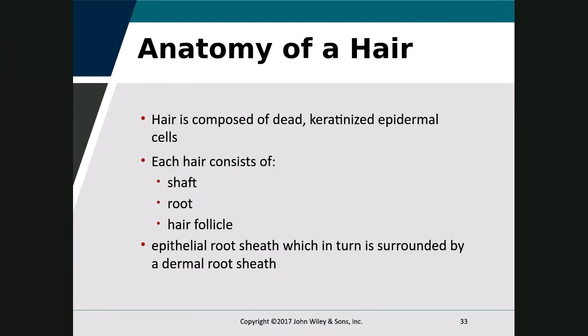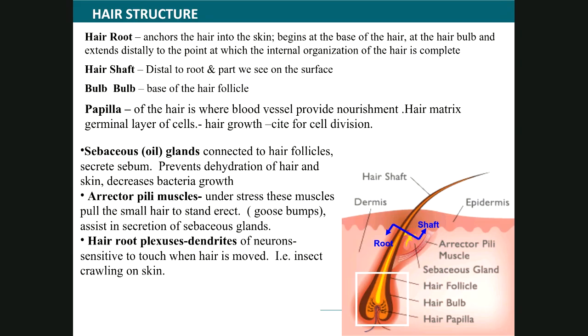So the hair itself is made up of dead keratinized epidermal cells, and the different color also is related to the melanin in the hair. So the different regions of the hair are the shaft, what you see exiting, the root going into the epidermis, and the hair follicle is the base. So let's look at what this does.